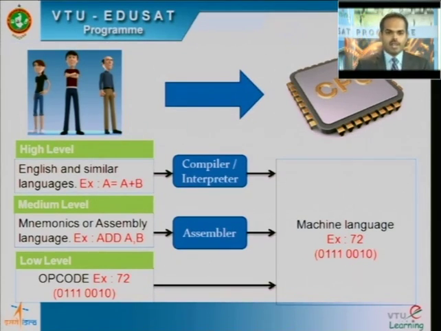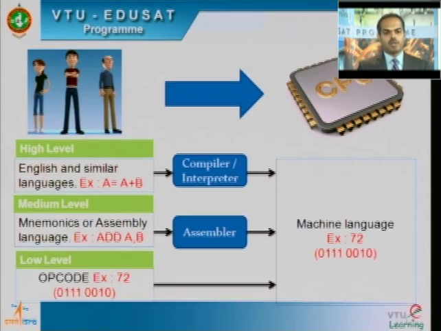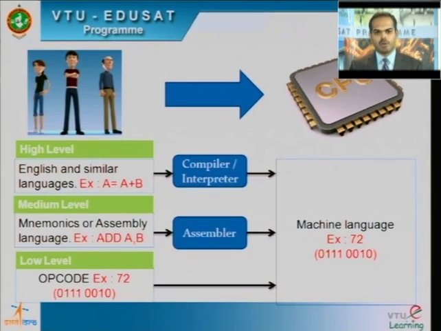Now at the low level language, we have opcodes. Opcodes are operational codes. One example, which is a very rough one: assume opcode 72 means add A comma B, or A equal to A plus B. This opcode we can directly write to the machine in machine level language.